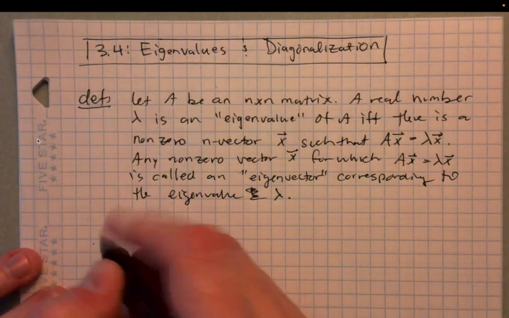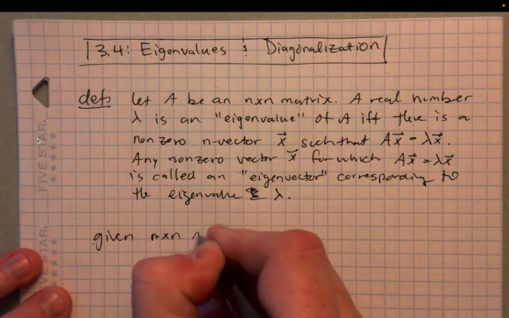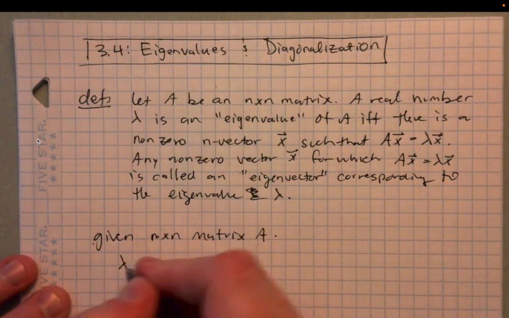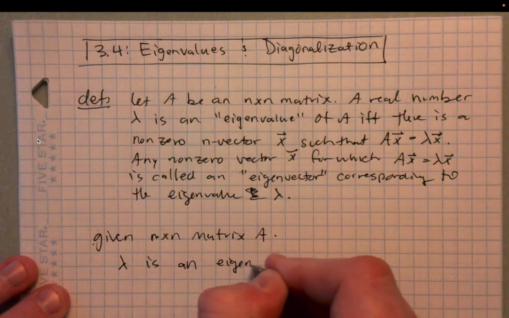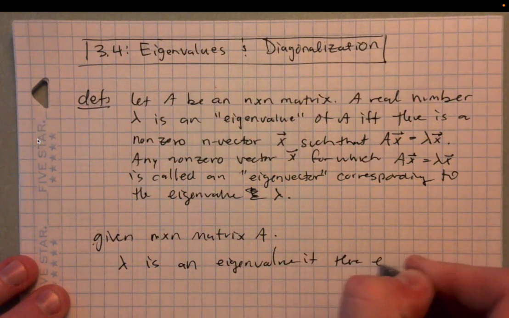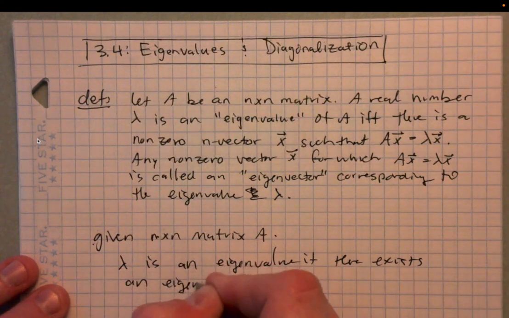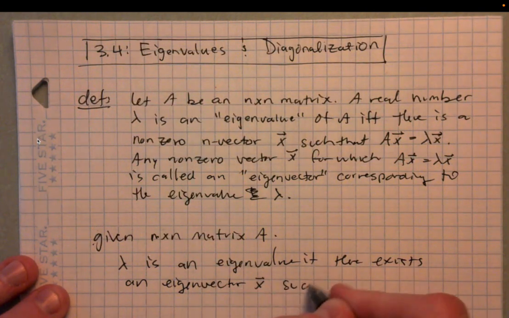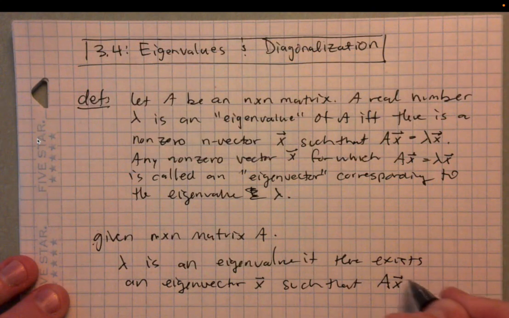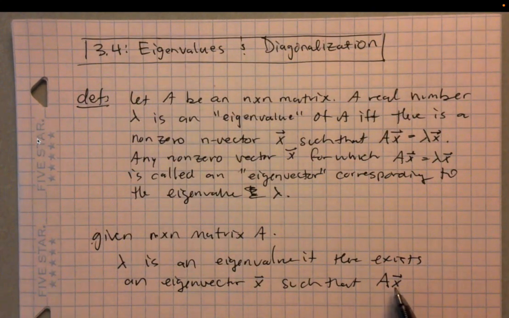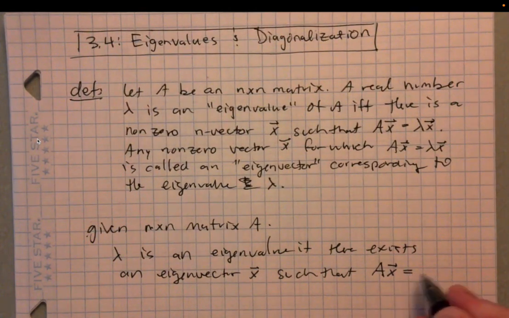Given an n by n matrix A, lambda is an eigenvalue if there exists an eigenvector x such that A times the vector x, which is a vector, right? A is n by n, x is n by 1, so the result is n by 1. So A times x is going to be equal to the scalar lambda times x. That's a slightly more concise, but maybe less rigorous way to say it. Basically, lambda is a real value that produces the same vector when multiplied with x as A does.